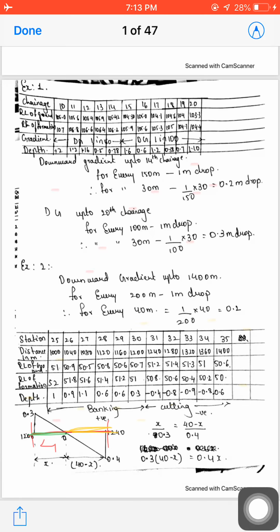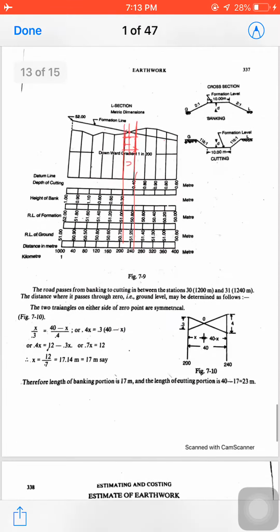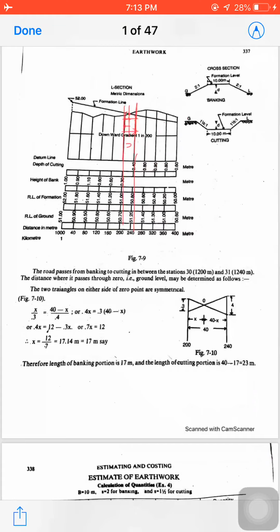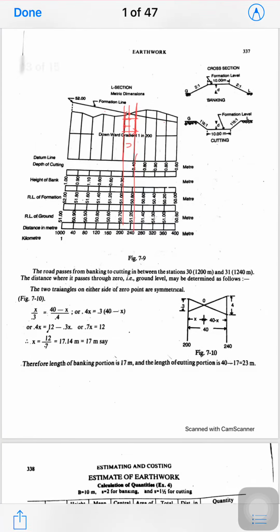So calculating the value of x, it will be x by 0.3 is equal to (40 minus x) by 0.4. Again after substituting the values, we get the value of x as 17.14 meter, or say 17 meter. After calculating the value of x, we need to calculate the other side of distance, that is 40 minus x. So 40 minus 17, we get 23 meters.